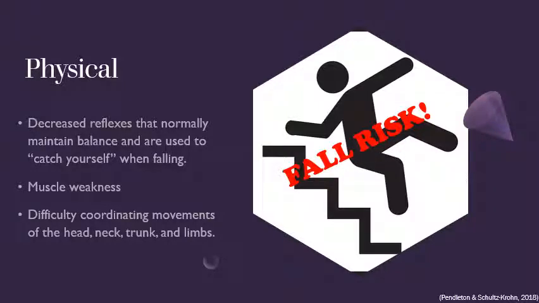Additional impairments include decreased reflexes that normally maintain balance and are used to catch yourself when falling. This can be caused by high or low tone, but not necessarily. Muscle weakness, as well as decreased reflexes, increase risks for falling. They may also have difficulty coordinating body movements, especially of the head, neck, trunk, and limbs, which may present as jerky movements and difficulty maintaining balance in seating or standing while moving multiple body parts, such as when reaching or bending.